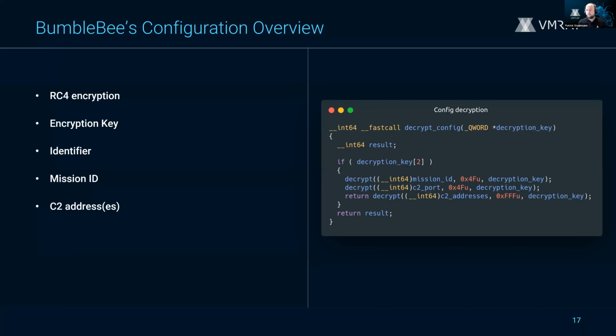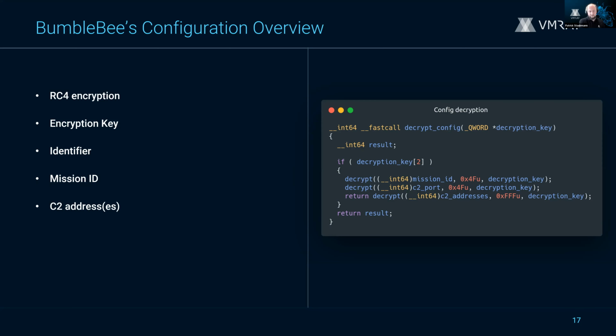Bumblebee makes use of a very simple configuration. First of all, it's just RC4 encrypted, but this only applies to the majority of the samples, whereas the earliest ones that we have seen in March 2022 didn't have any kind of encryption applied. So the configuration was just there in plain text. Then you also need an encryption key, obviously, to decrypt the configuration. There is an identifier, which is pretty much an unknown value because it's not used within the execution of Bumblebee. We have the mission ID that could be related to the campaign, and we also have C2 addresses.